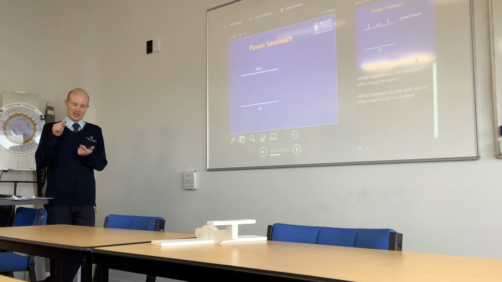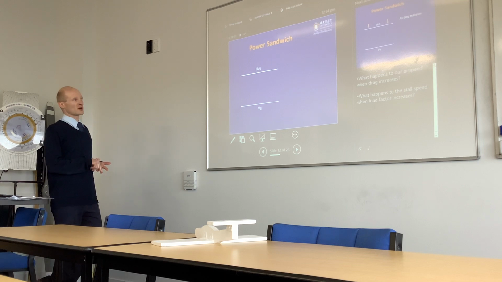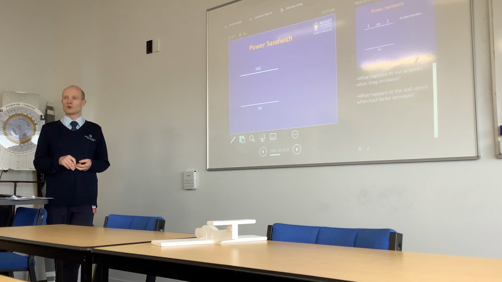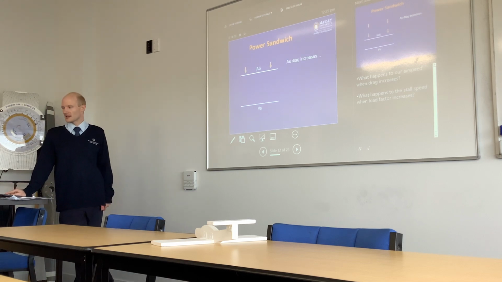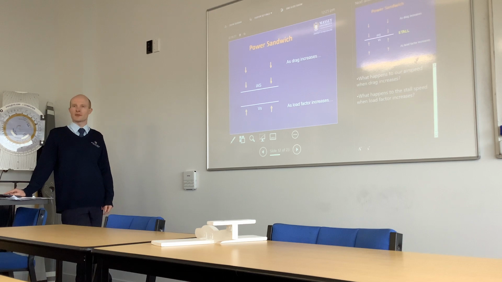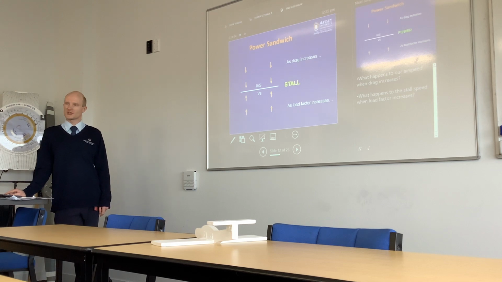So as I said, talking about the fact that the airspeed's reducing and the stall speed rising is going to lead you quite nicely into this. So in between the airspeed and the stall speed, we have what is known as the power sandwich. So we've just discussed that as that drag increases, the airspeed's going to reduce. And we've discussed that as the angle of bank increases, the load factor increases, and the stall speed's going to increase. Have a look at what happens to that gap in between the two. What happens to the power sandwich? It reduces. And if the two meet, we will stall.